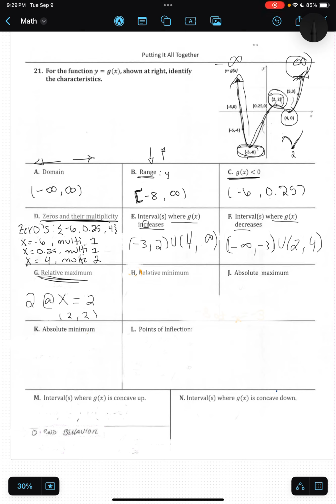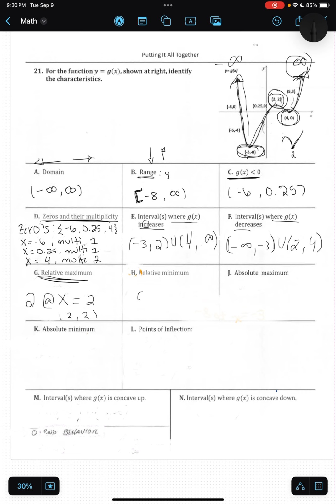Okay, relative minimum. Now this is your local minimum. Since this graph is an even graph going in the positive direction, we have a local minimum and an absolute minimum. Which one do you think would be our absolute minimum? The lowest one. Yeah. And then our relative minimum would be the second to lowest one. So our relative minimum in this case is 4, 0 right here.